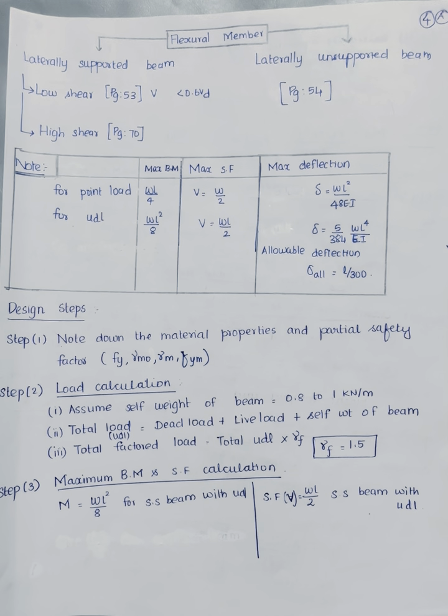The steps to solve low shear condition are available on page number 53. And this low shear condition is expected when the maximum shear force is less than 0.6 of VD. When it is greater, then we go for a high shear condition.